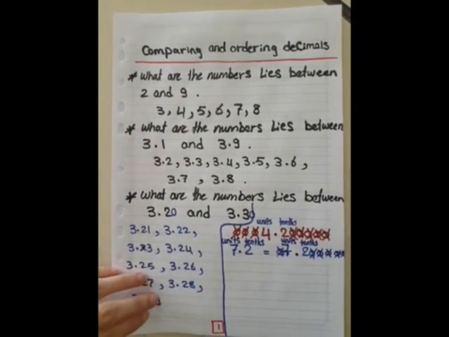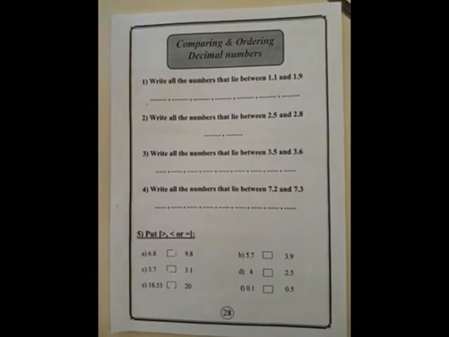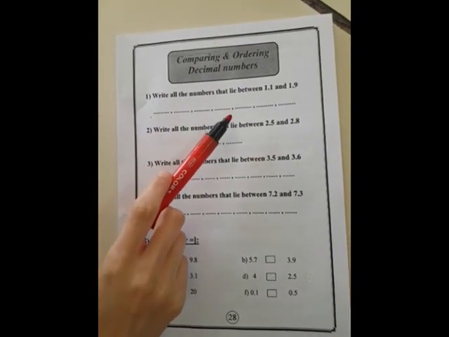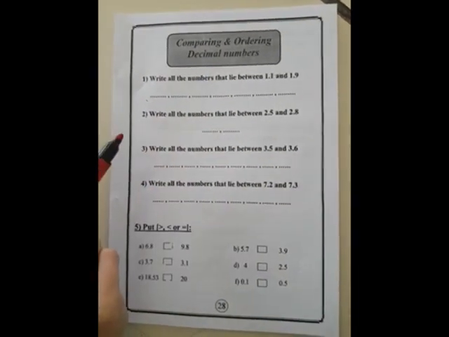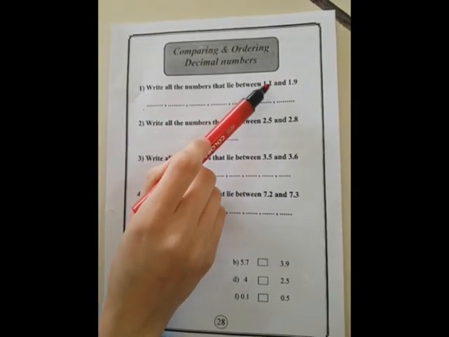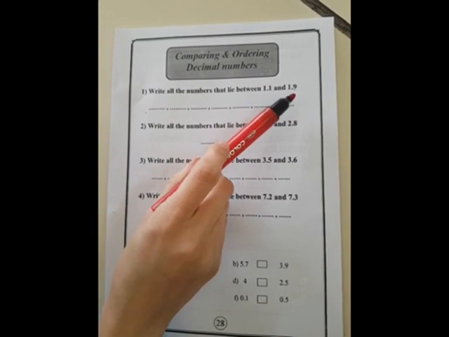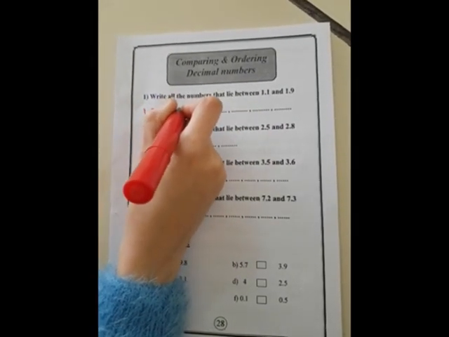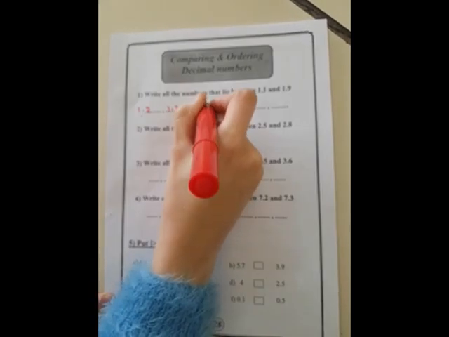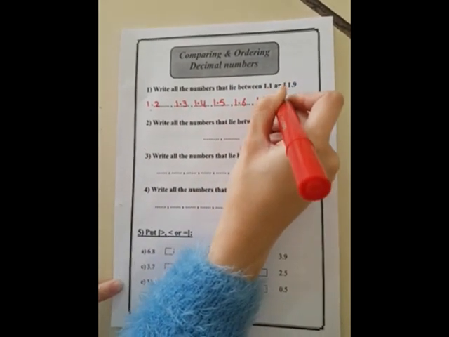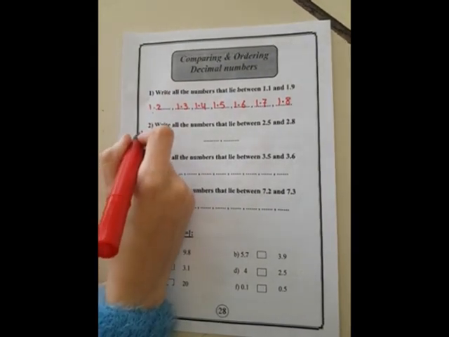And now let's go to solve the problems in the booklet, page 28. In question number 1, write all the numbers that lie between 1.1 and 1.9. Of course, we have the same whole number. So what are the decimal numbers that lie between 1.1 and 1.9? We have 1.2, 1.3, 1.4, 1.5, 1.6, 1.7 and 1.8. Okay, question 2 is going to be homework.